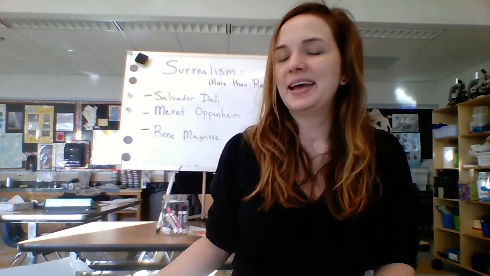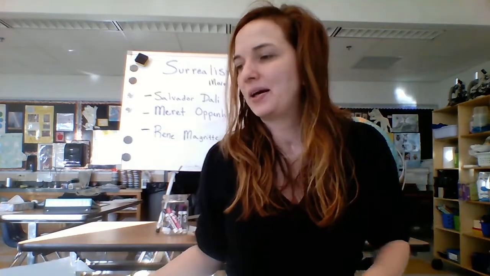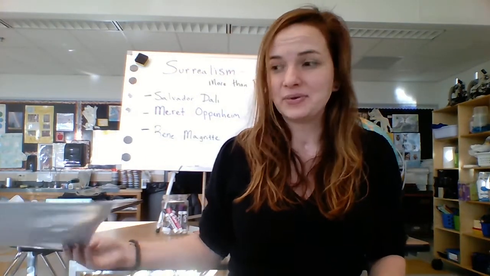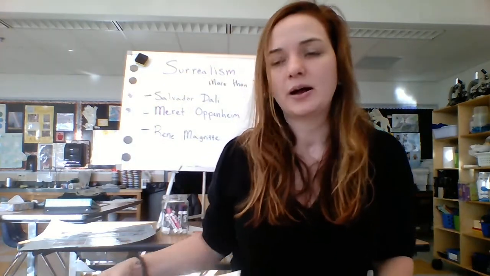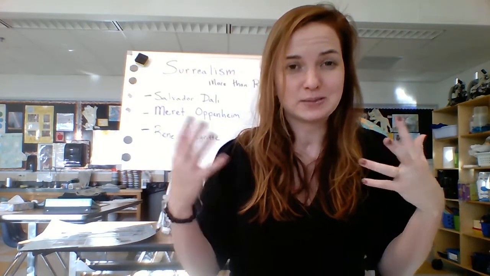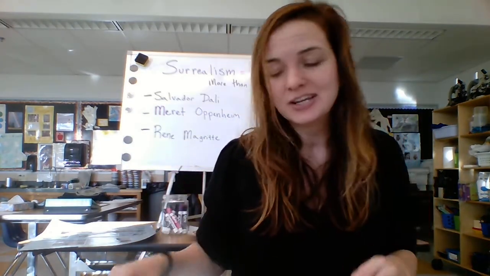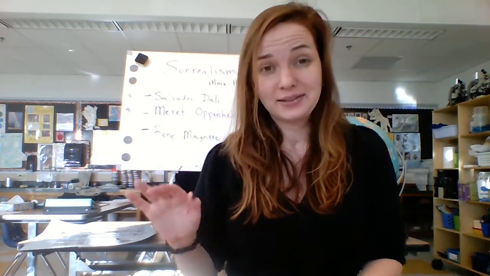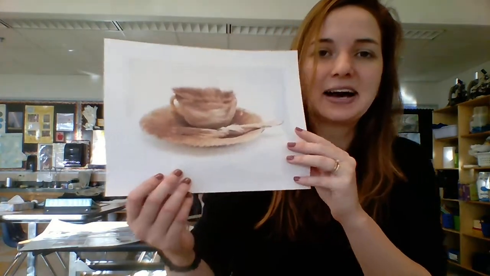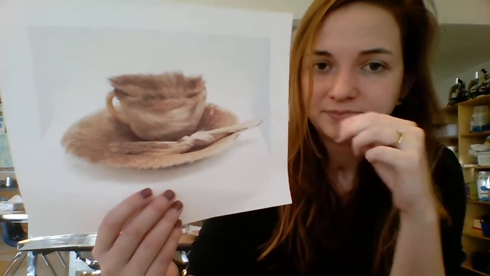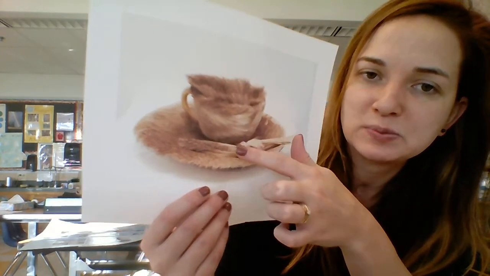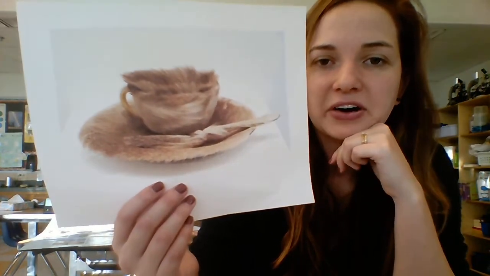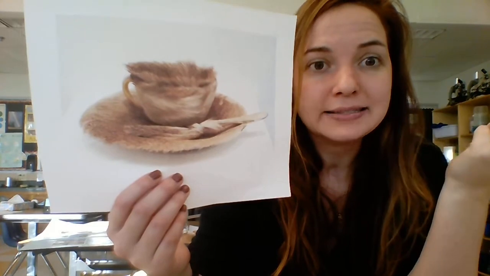All right, and then this dreamlike quality, like I said, is what we're going to focus on. I also want to show you Meret Oppenheim. She would do sculptures, so surrealism isn't just paintings, it can also be sculptures. All right, so she did this really famous one. I love it. It's a teacup covered in fur. So the cup, the plate, and the spoon, this is the spoon right here, are all covered in fur, which you might be thinking is absurd.